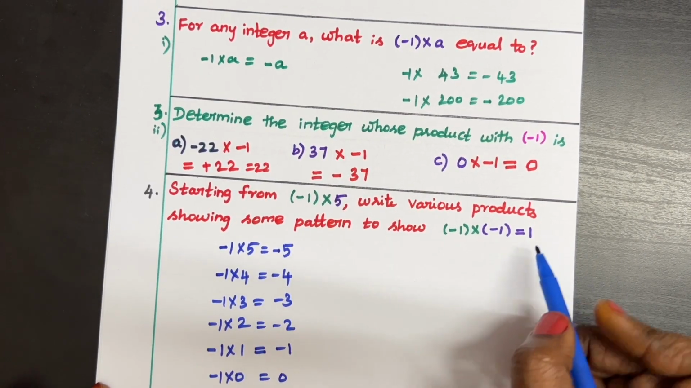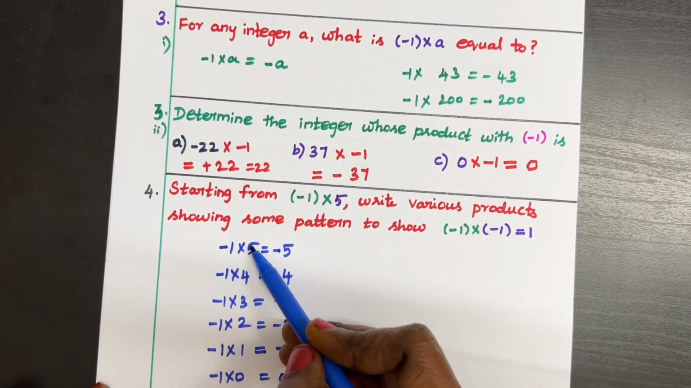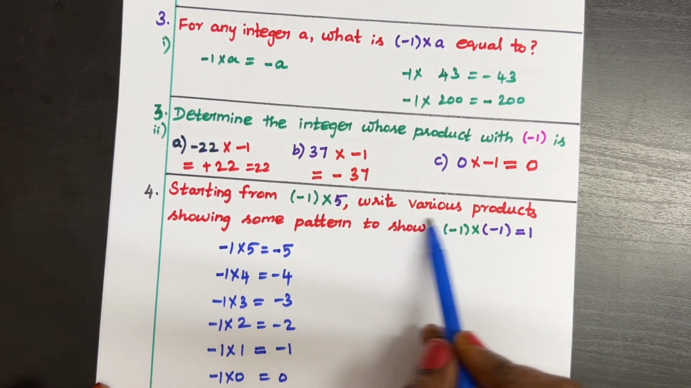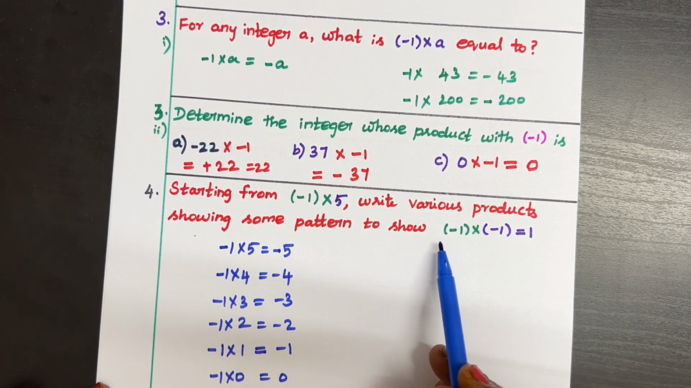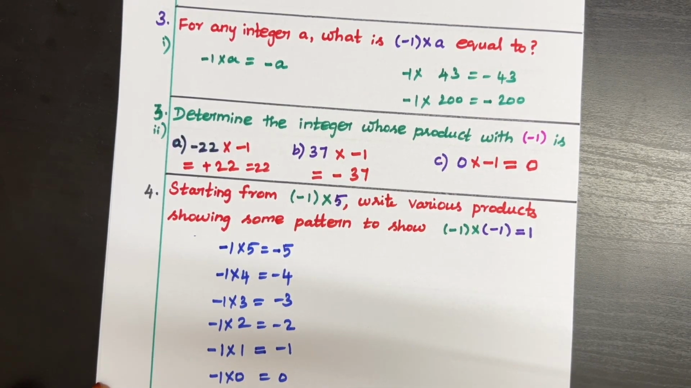We are just going by the number line. We are reducing from 5. See, 5, after 5, 4, 3, 2, 1, 0, minus 1. Till there, write various products showing some pattern to show minus 1 into minus 1 is equal to 1. So, we came till here. What is the pattern we are seeing here? We need to look at it.